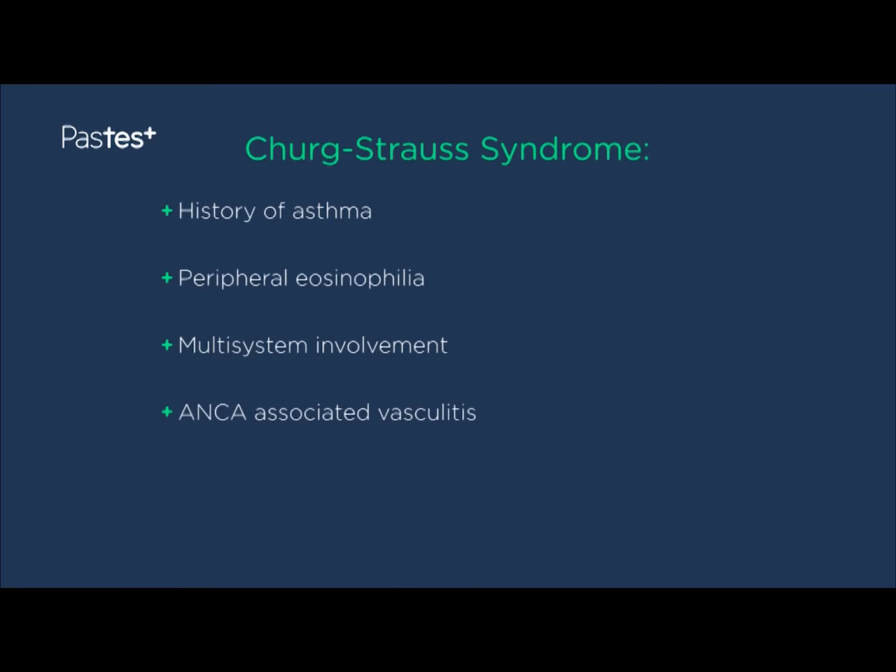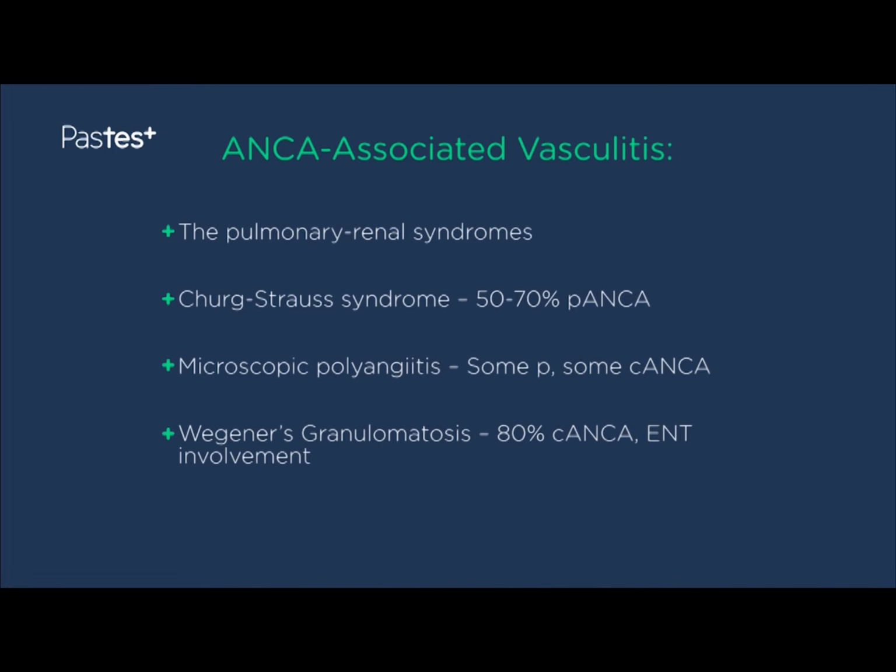So Churg-Strauss is this classic pattern, a history of asthma in a patient, often with quite a marked eosinophilia, often much more marked than what I've shown you, with this multi-system involvement. And it is one of what we call the ANCA-associated vasculitides. So I think you ought to know a little bit more about ANCA and about the ANCA-associated vasculitides.